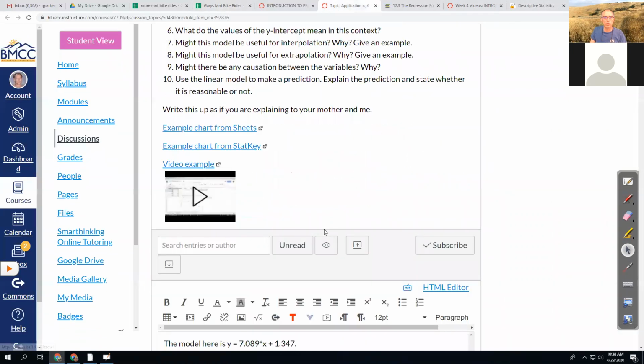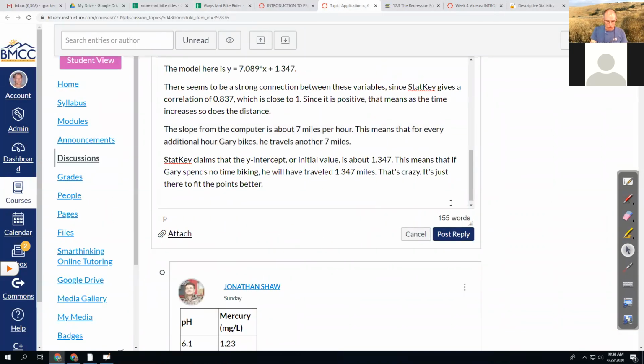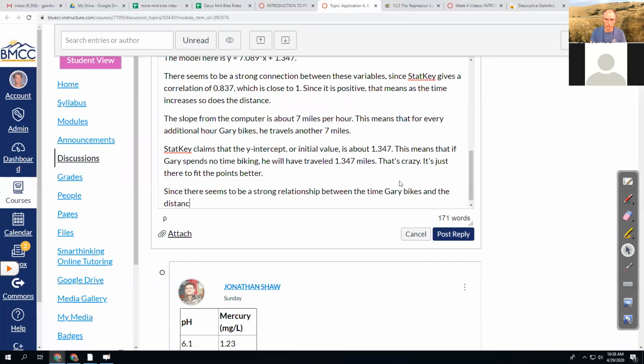Back here. All right. So what was my correlation again? That was 0.8. That's relatively high. Okay. So since there seems to be a strong relationship between these variables, let's be more specific, between time, denoted by x, and the distance traveled, we should be able to use the equation to make predictions.